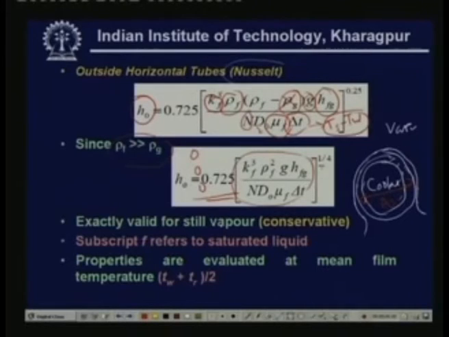And here all the properties, that is the thermal conductivities, densities, latent heat, viscosity, etc., are evaluated at mean film temperature. Mean film temperature is defined as the saturation temperature of the vapor plus wall temperature divided by 2. So this is the condensation heat transfer coefficient outside a horizontal tube.